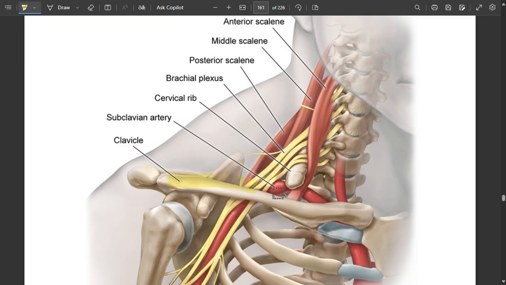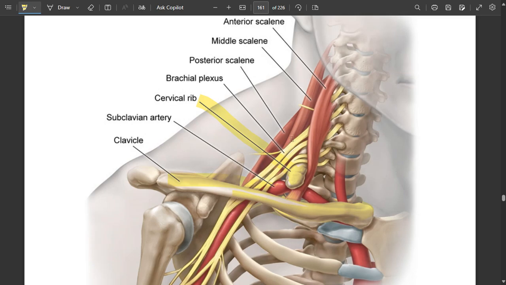So it would be the clavicle and the cervical rib. So the first cervical rib. This is the first cervical rib, and this is the clavicle. These are two bones here.